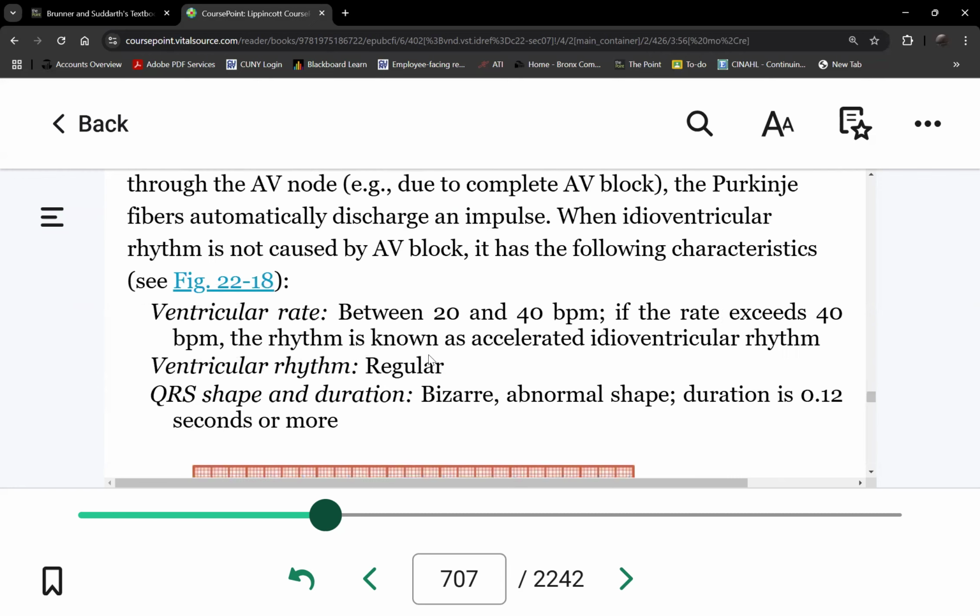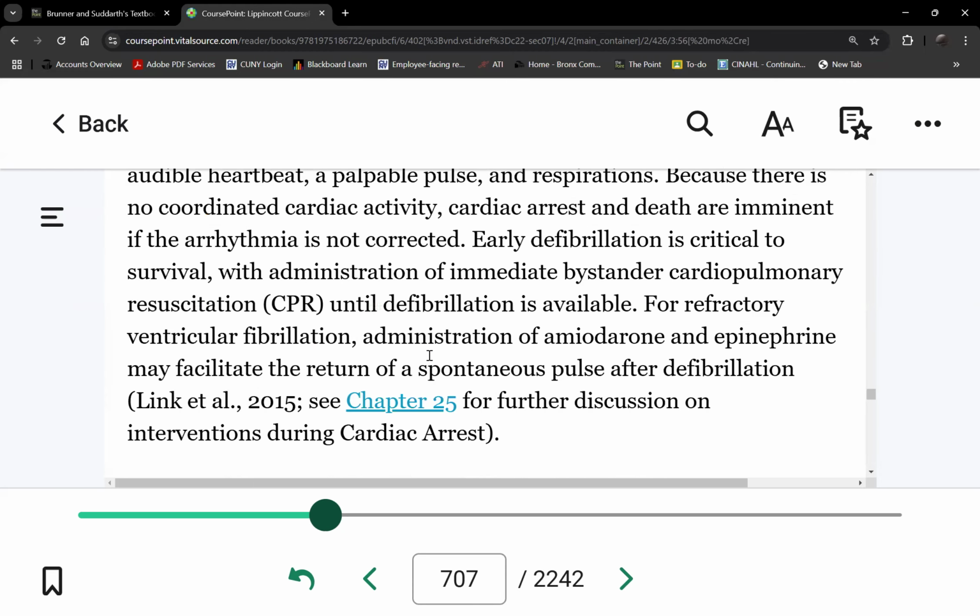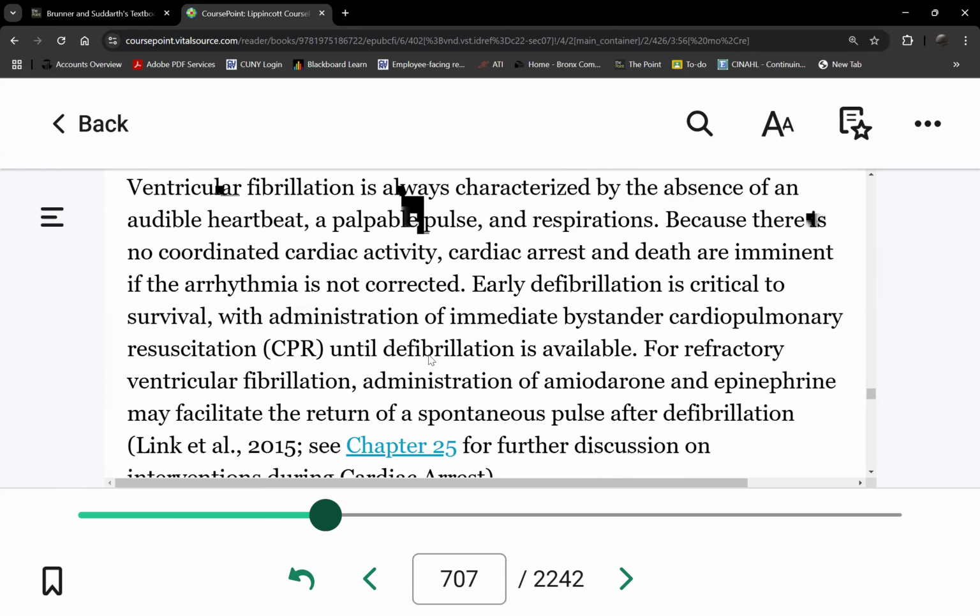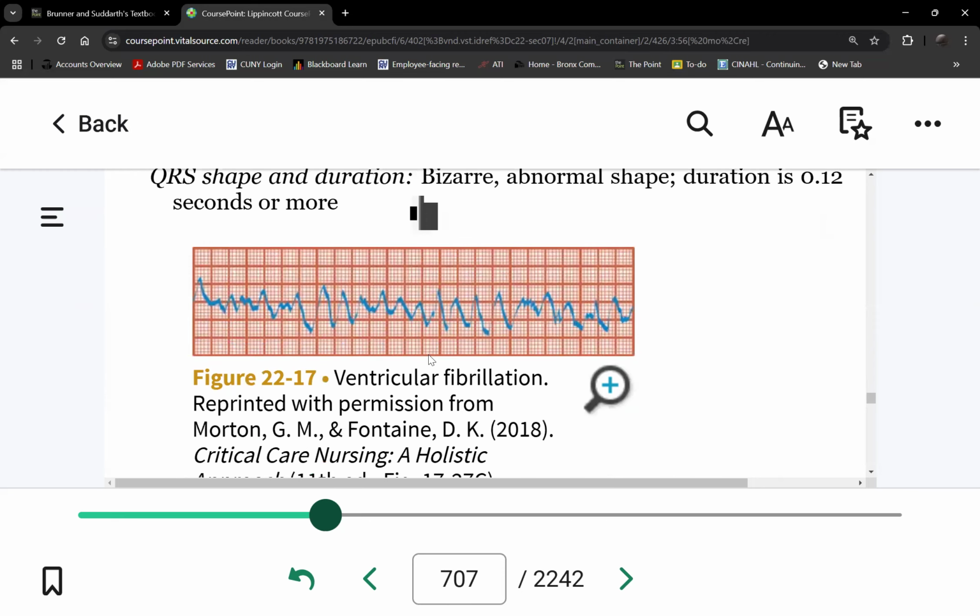Okay, no. VFib is a disorganized rhythm. There's no way a rhythm like this will produce cardiac output. Is it? No. Zero cardiac output, zero blood pressure.